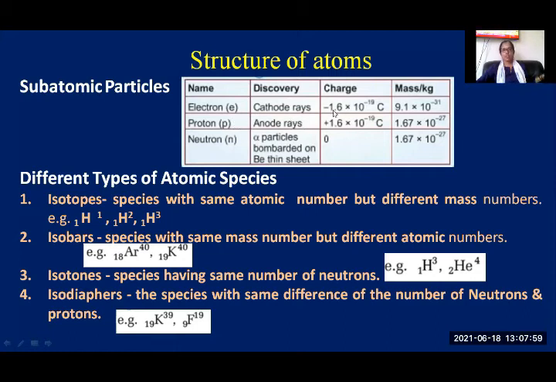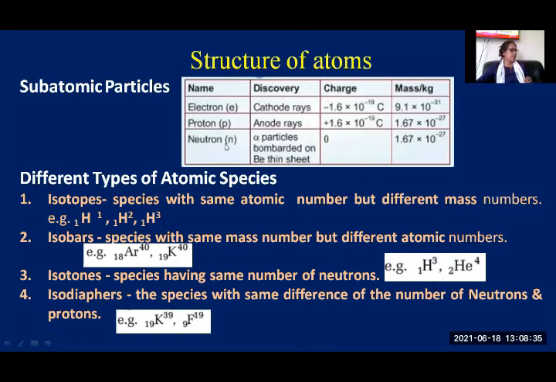It is also called the anode ray, and the proton was observed to carry a positive charge equal to plus 1.6 into 10 to the power minus 19 coulomb. And its mass is observed to be 1.67 into 10 to the power minus 27 kg. So you can observe here, between electron and proton there is a difference of around 10 to the power 4. So the electron's mass is very negligible when compared to the proton.